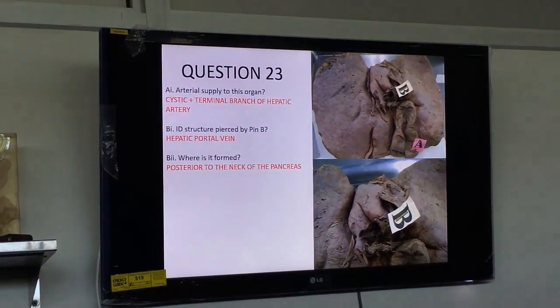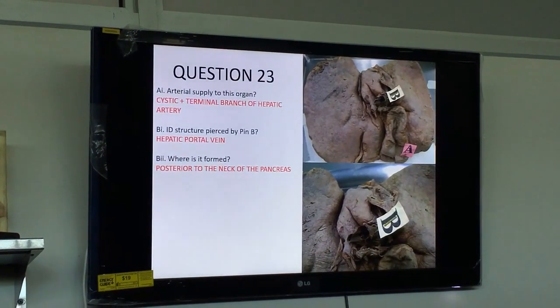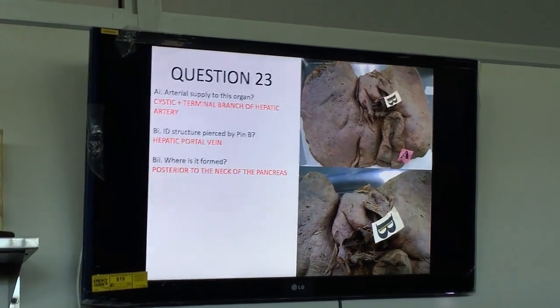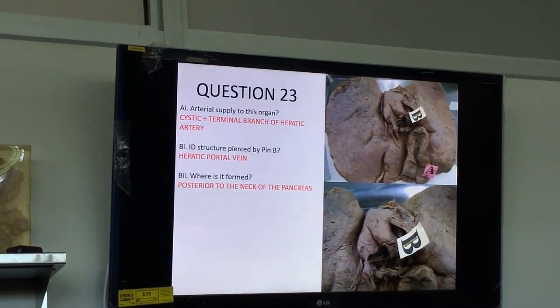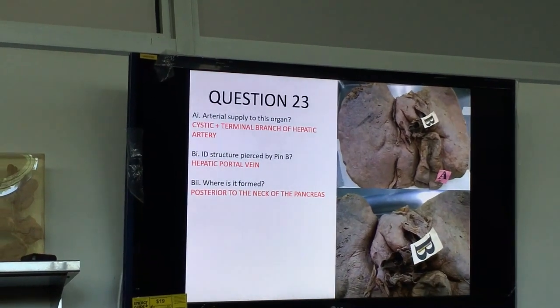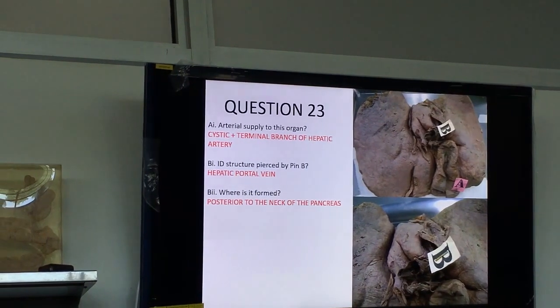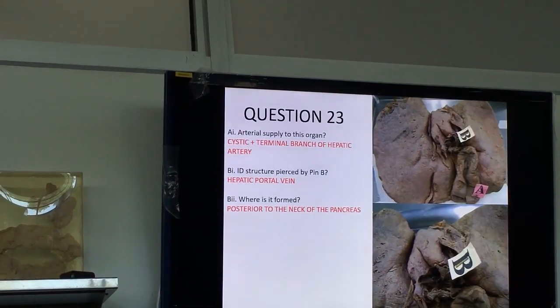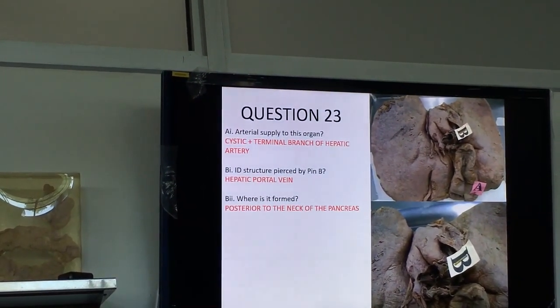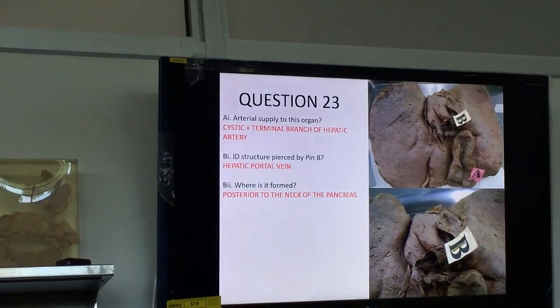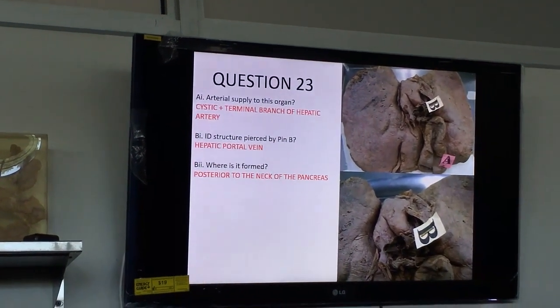Alright. B1. What is B1 now? In fact, I've shown you this exact thing. B1 is the hepatic portal vein, so you must make sure you have the relations there. You see that little slit above? That's the IVC. Okay, so the hepatic portal vein. How is that formed?